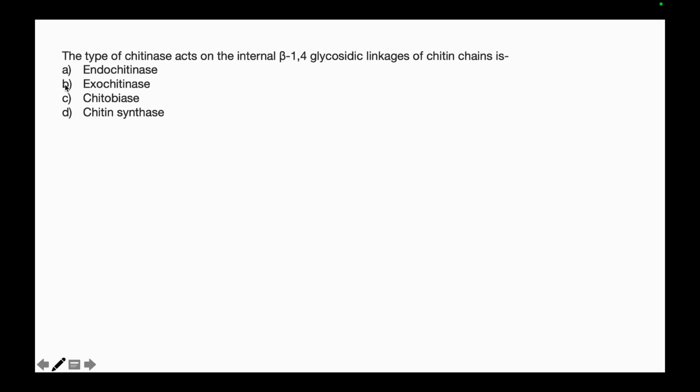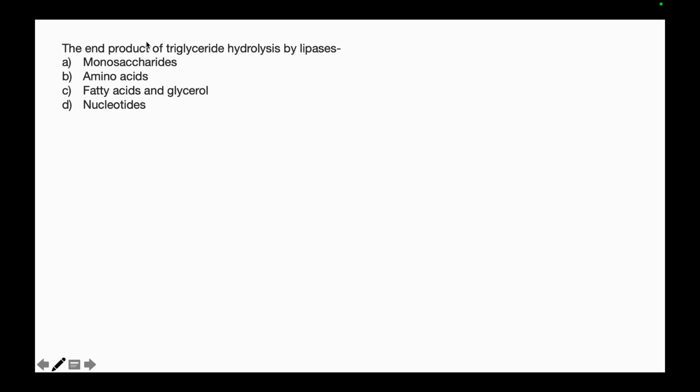The type of chitinase that acts on the internal beta-1,4 glycosidic linkage of the chitin chain is, so internal will always be endochitinase. It will chop the chitin from in between. Exo will chop chitin from the ends. Chitobiase, chitin synthase, no. So the correct answer is endochitinase.